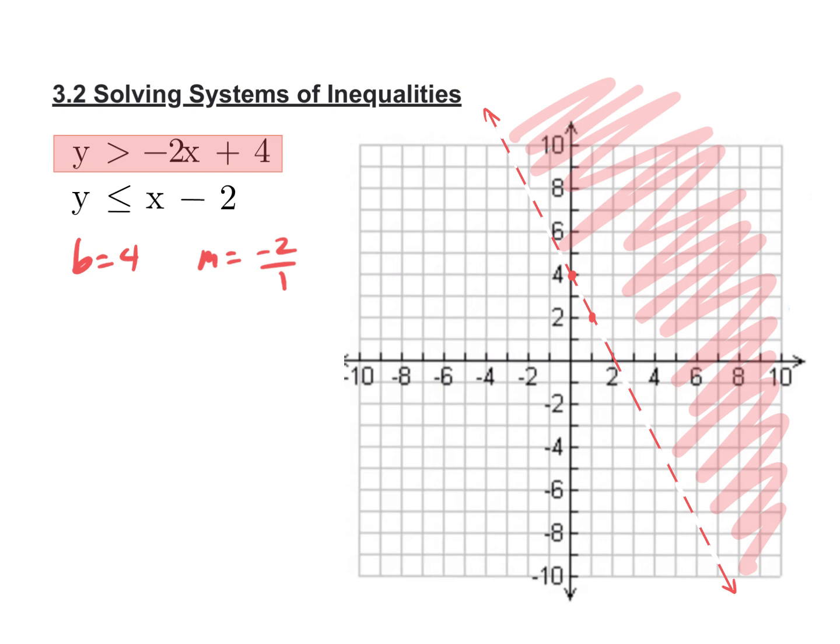Okay, so then we're going to move on to the next one. Any questions before we move on to the next one? Anybody want to take a guess what color I'm going to use? Blue. You guys are so smart. I am going to use blue. You are correct. All right, so we start the same way. What's the y-intercept? -2. Okay, so then I plot that.